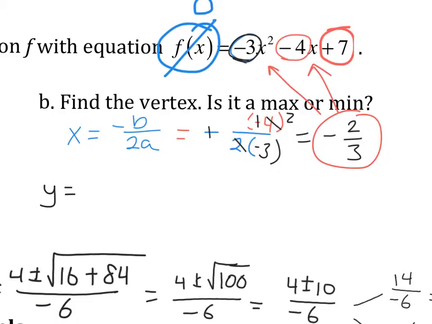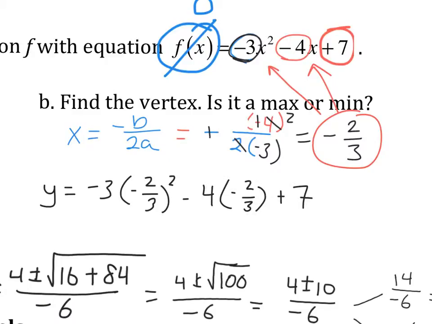The y value is going to be negative 3 times negative 2/3 squared minus 4 times negative 2/3, all plus 7. When I plug all this into my calculator, I get 8.33 repeating forever, or 8 1/3. So that means my vertex is negative 2/3 and positive 8 1/3.